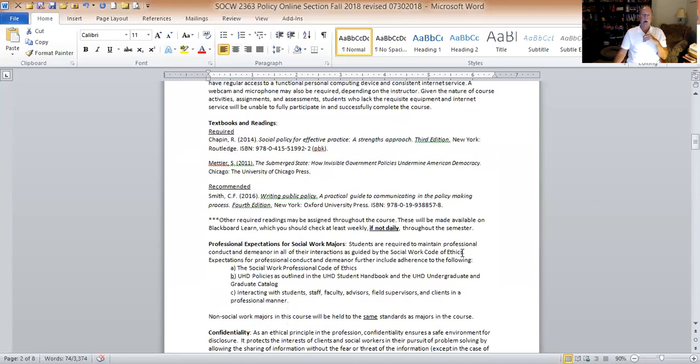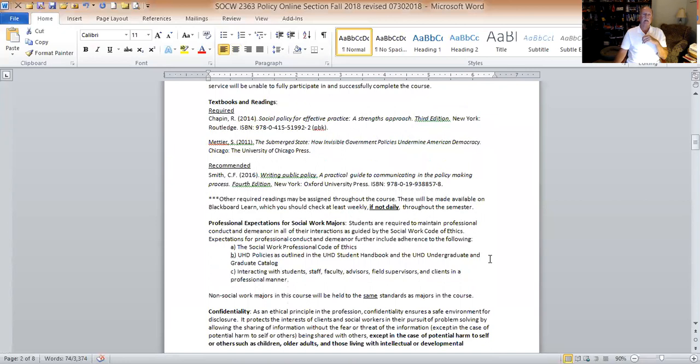All right, so required texts. There are 2 required texts for the course. Number 1 is the Chapin book, and this is it right here, Social Policy. I know it's going to look backwards to you on the video, but it is Social Policy for Effective Practice, a Strengths Approach by Rosemary Chapin. This is the 3rd edition. We have not gone to the 4th edition.